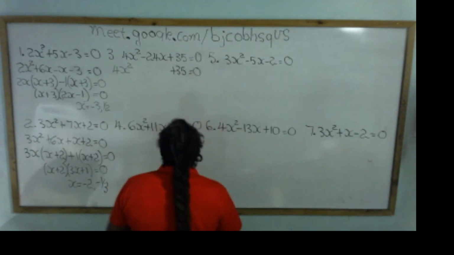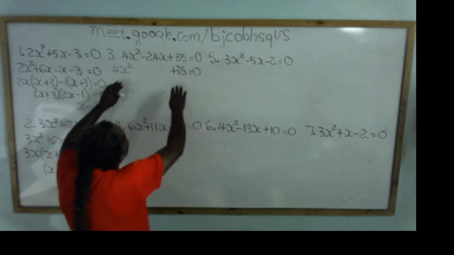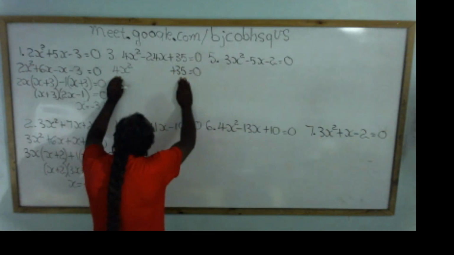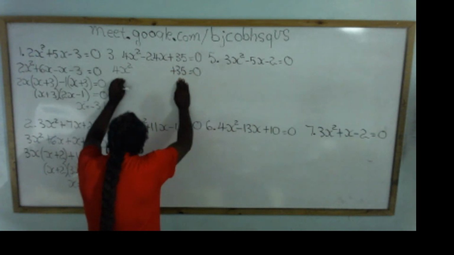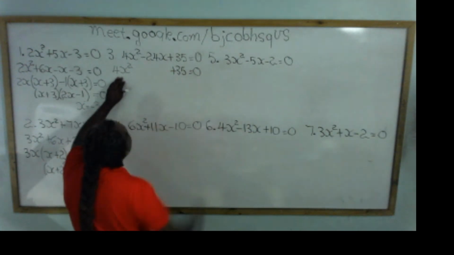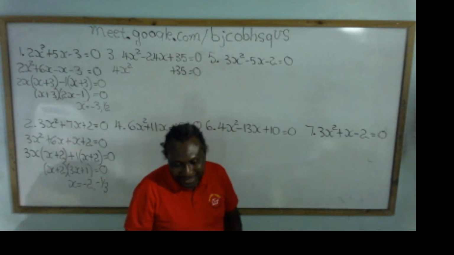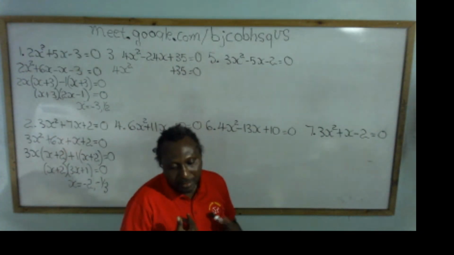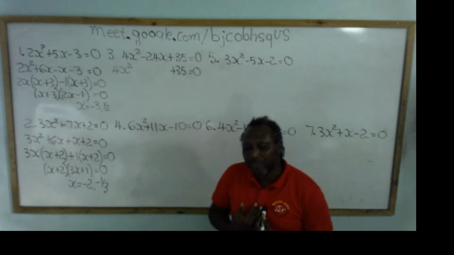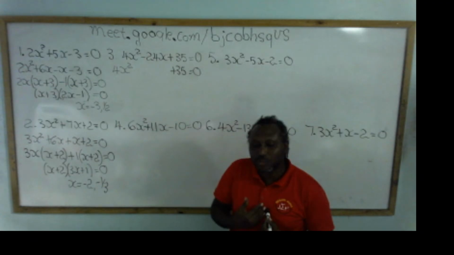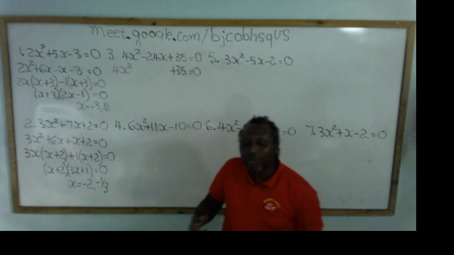A product of positive 140. Positive 140 is the product, and the sum is negative 24. What are those two numbers? I'm thinking that the problem should be as simple as I would like it to be. And that is why I would figure out the numbers very quickly.